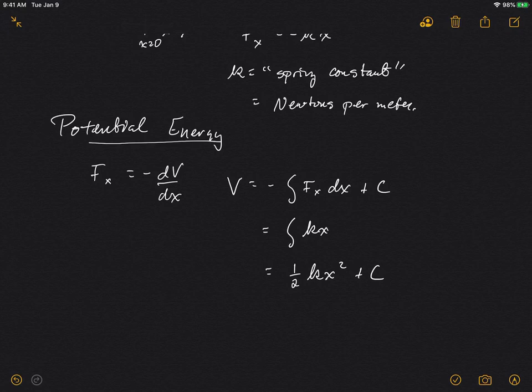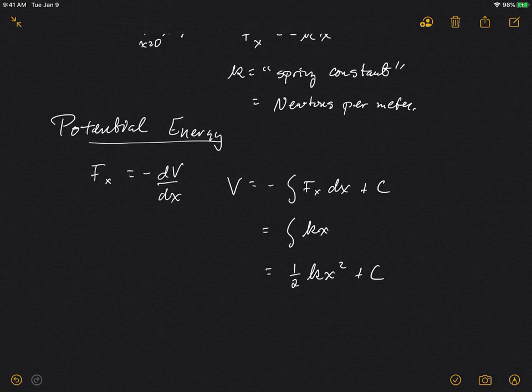Another way to set the potential energy is to look at what would be the potential energy at the minimum and set that equal to 0. Now that's not always practical. For example, for an electrostatic Coulomb potential, the minimum would be at minus infinity, so that wouldn't be a convenient 0.